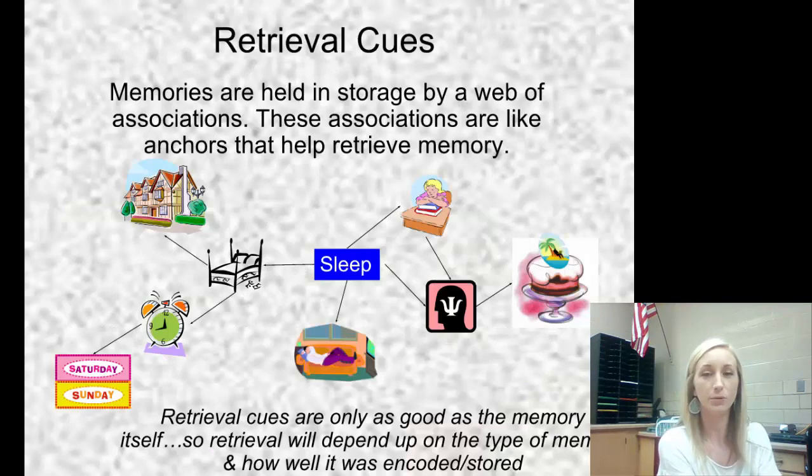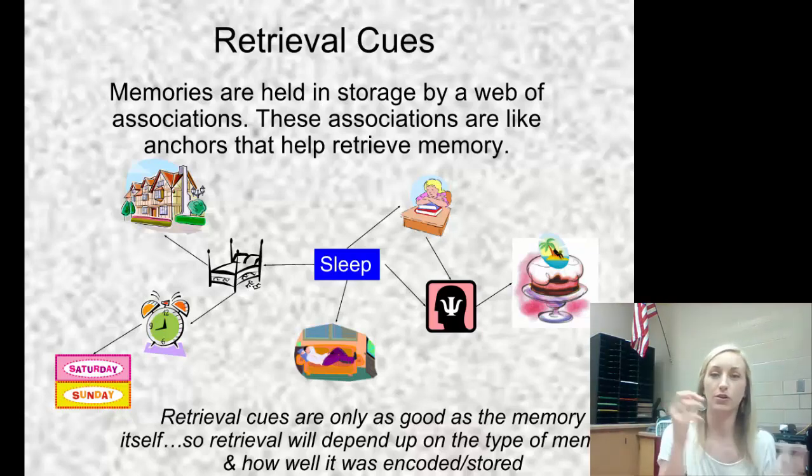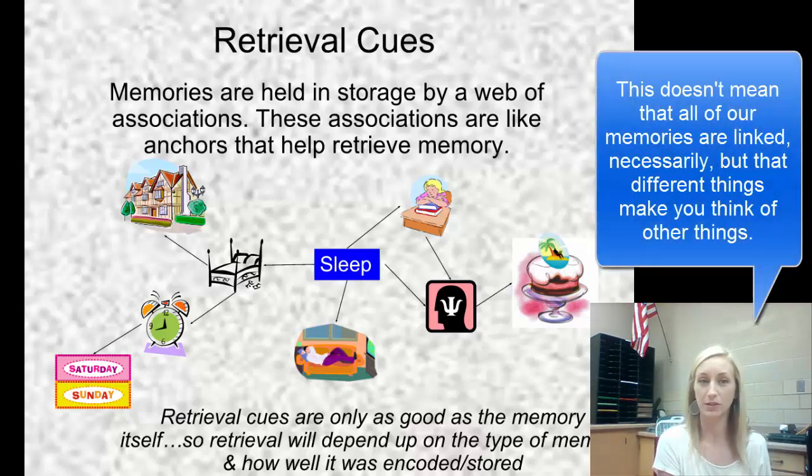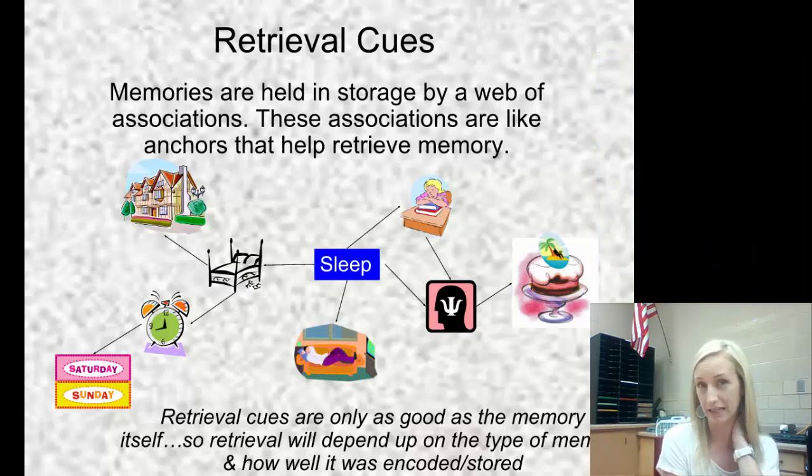Okay, so retrieval cues: memories are held in storage by a web of associations, and all of our memories are somehow linked to each other. And these associations are like anchors that help retrieve memory. Retrieval cues are only as good as the memory itself, though. So retrieval will depend upon the type of memory and how well it is encoded and stored.